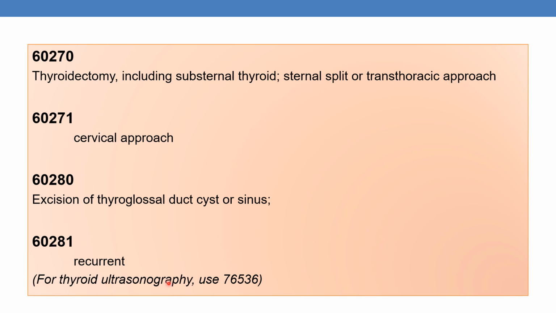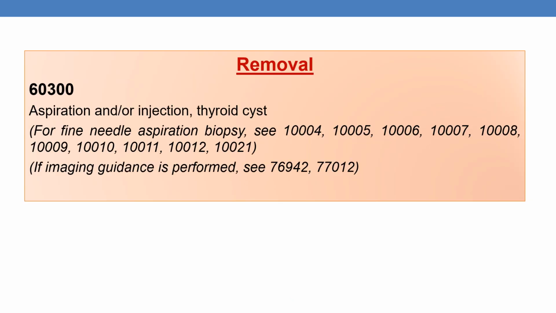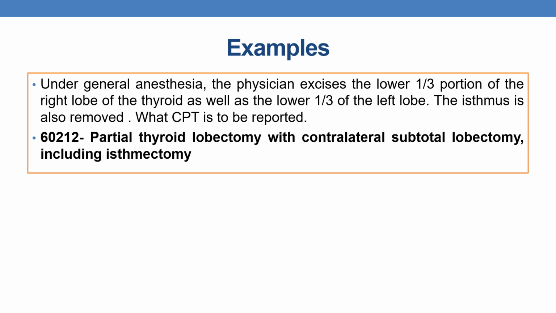And for thyroid ultrasonography, you need to refer to 76536. Now coming to the next CPT, 60300. It deals with removal, aspiration and or injection, thyroid cyst. For fine needle aspiration biopsy, you need to refer to the following integumentary system codes. And if imaging guidance is performed, you need to refer to the radiology codes listed below. Now let us see an example.